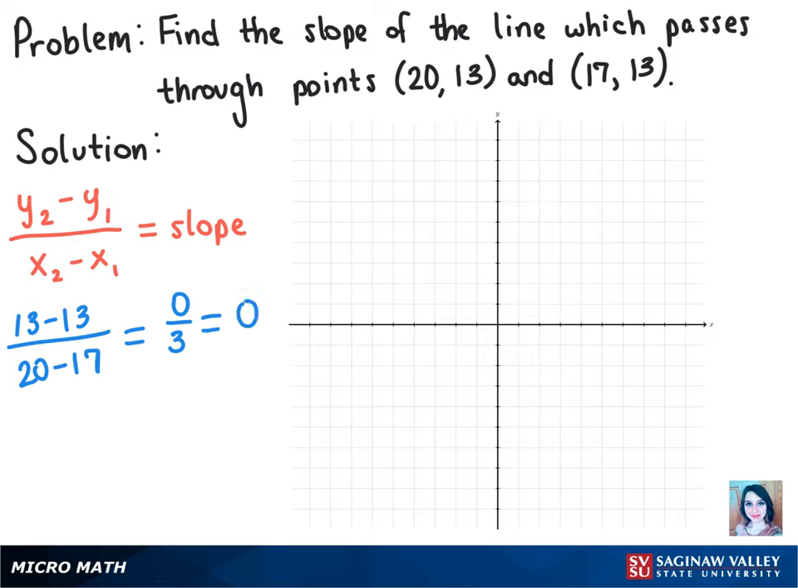Since that reduces to 0, we know our slope is 0. So we can graph these two points. And as you can see, once we have these two points down, they make a horizontal line, which is what a slope of 0 means. And we have our solution.